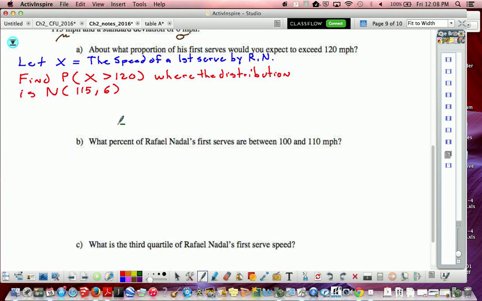So I'm going to draw myself a little picture so I can see what's going on. Am I going too fast in these first 2 steps? Okay. I label 115. One standard deviation would be at 121, so I know that 120 is a little bit less than that, and I want all the ones that are greater than 120. So again, I'm estimating where that is on my normal curve, but it's just a little bit less than 1 standard deviation to the right.